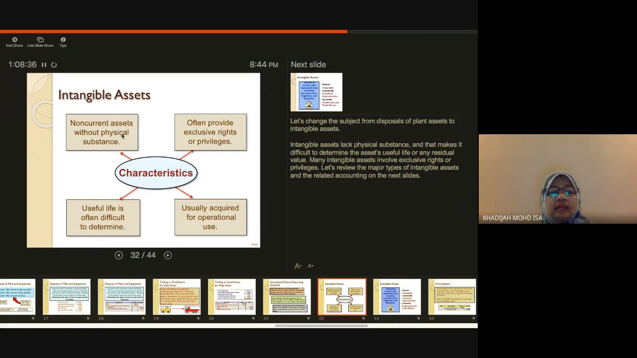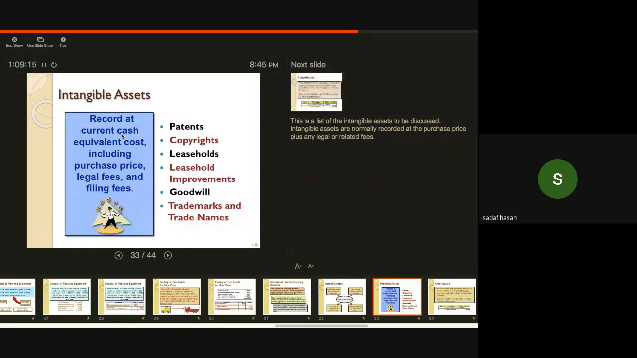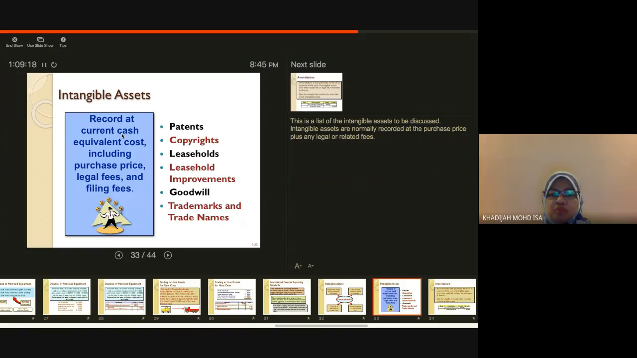And then, again, useful life. I do not know how we're going to decide how long this will last. Copyright and patent normally do have a useful life because we say that, okay, we have a patent of 10 years. So it means that after the 10 year period, other companies now have the right to produce the same product, for example. Similarly for the copyrights. But goodwill is very uncertain. It depends on the performance of the company. So these are all intangible assets. It could be leasehold improvement, goodwill, trademarks, and trade names.